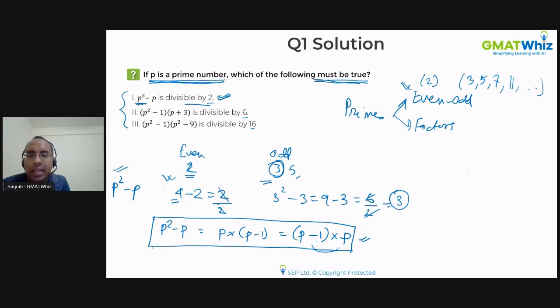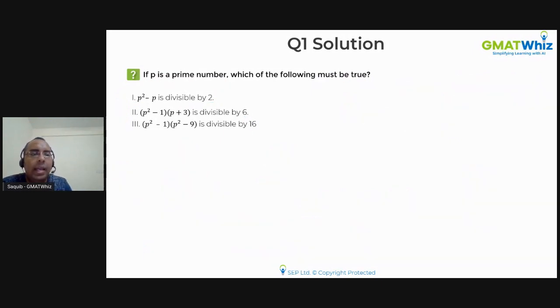Two consecutive numbers, take anything: 3, 4, 2, 3, 3, 4, 4, 5. You'll always notice there's one even number always with you. So the product will always be divisible by 2. That's an inference that you can make and solve the question. Okay. Now, let's look at the second statement.